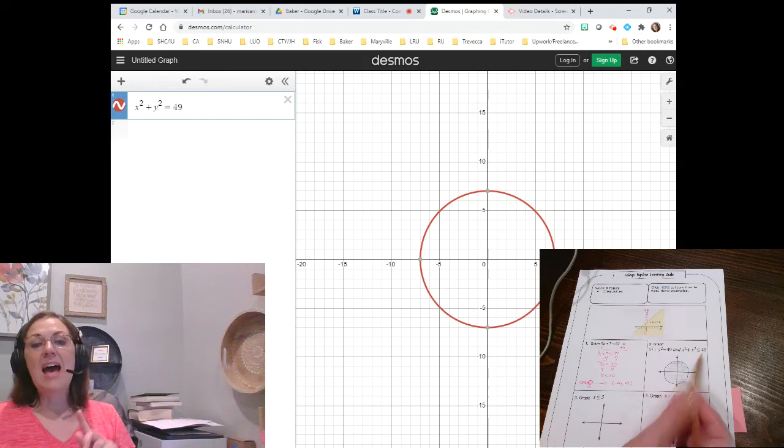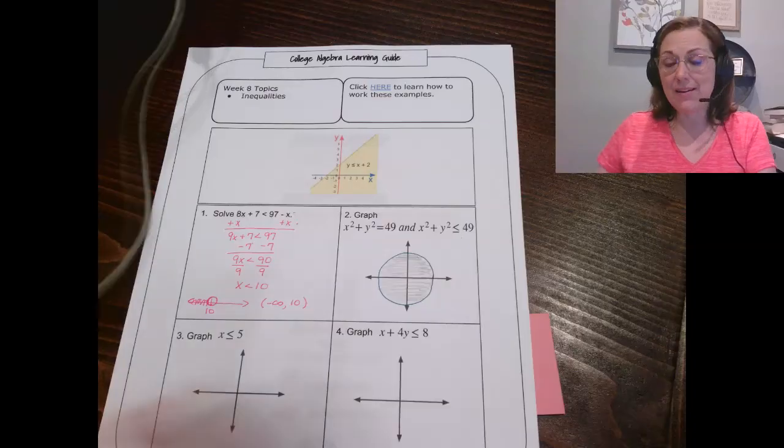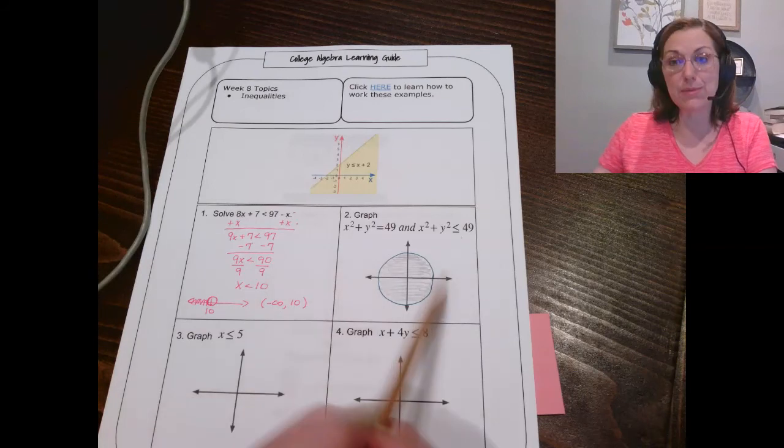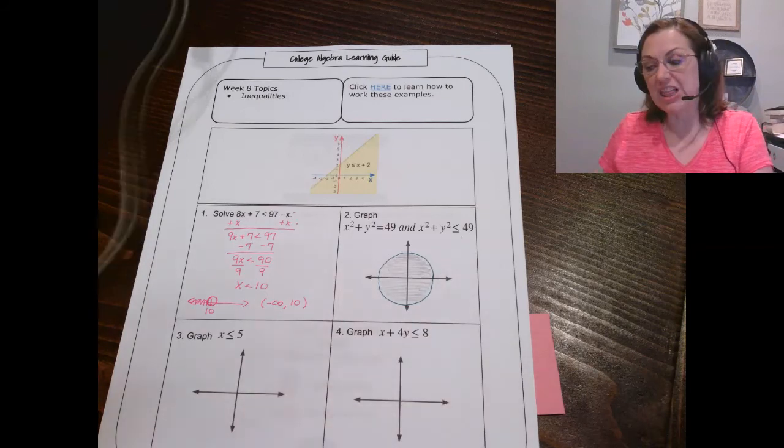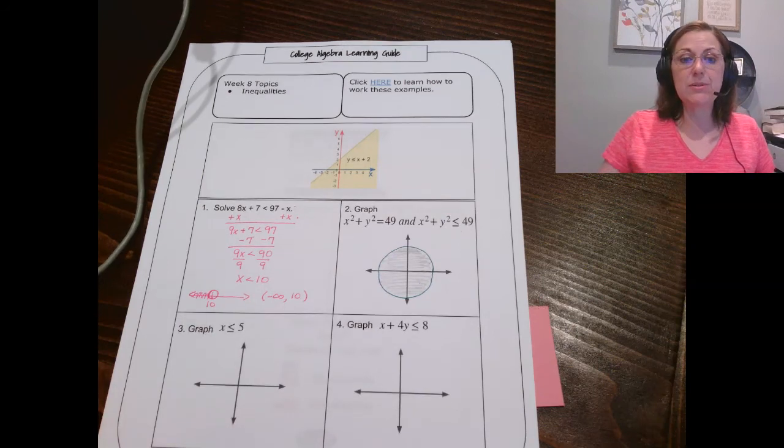Okay. Had it been greater than, and let me switch so where you can see it better. Had it been greater than, I would have shaded outside the circle. Okay. A little different, but I want you to see that that's really how we use that. Okay, let's do number 3 with Desmos, and I want you to see it.